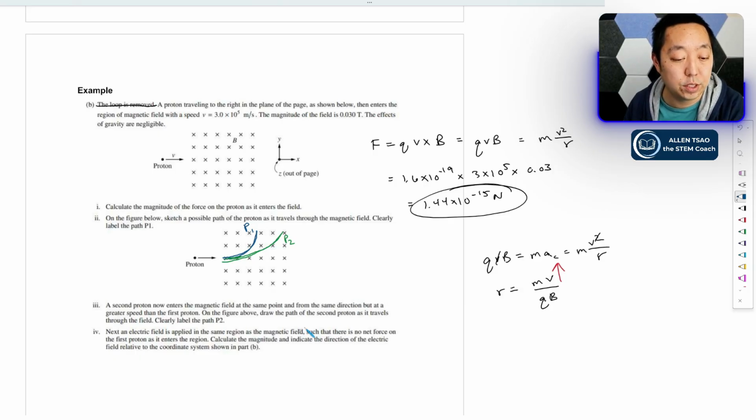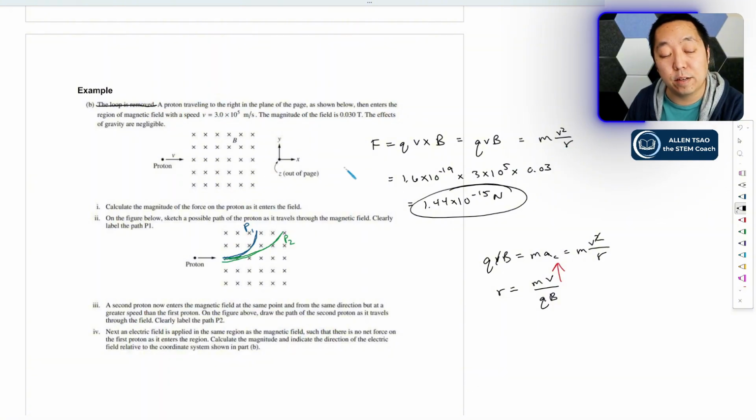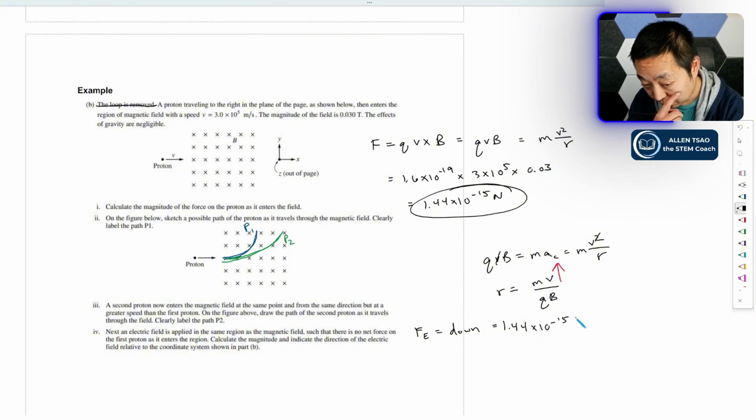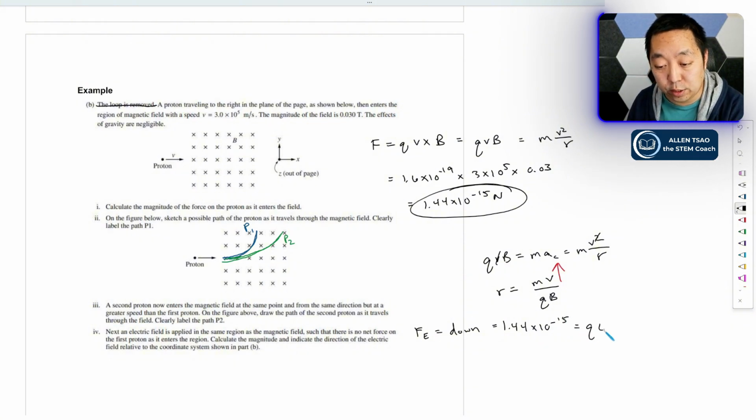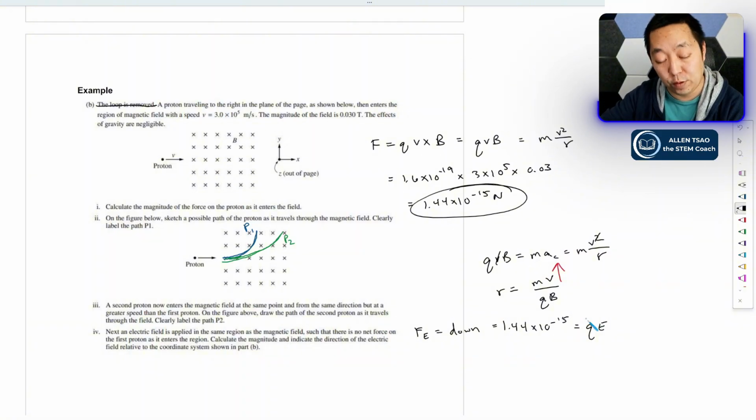Now, next, an electric field is applied in the same region, such that there's no net force on the first proton. Calculate the magnitude and the direction of the electric field relative to the coordinate system shown. We have an upward magnetic force, so we want the electric force to be down to cancel this out. It needs to equal this 1.44 times 10 to the negative 15, and that's q times the electric field. Because this is a positive charge, a proton, we want the electric field to point downward, the same direction we want the electric force to be.